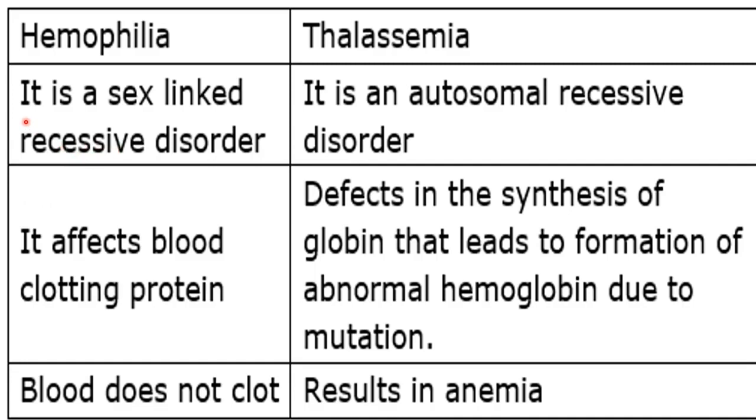Just match your answer. Hemophilia, you know, it's a sex-linked recessive disorder, and thalassemia is an autosomal recessive disorder. So this will be the first difference. Okay, hemophilia affects the blood clotting proteins, in which there will be continuous bleeding, while in thalassemia, there is a defect in synthesis of globin that leads to formation of abnormal hemoglobin due to mutation. In hemophilia, blood doesn't clot, while thalassemia results in anemia. So these are the differences between hemophilia and thalassemia.